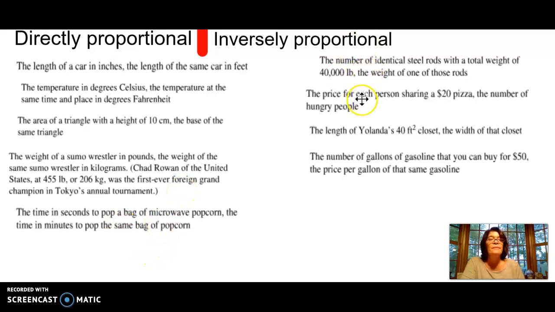Here, though, as the number of people goes up, the price per person is going down. As for the closet, we're saying the area is 40. 40 is length times width. So the length and width are inversely proportional, right? The width would be 40 over the length. If it is only going to be 40 for the area, that's different here.